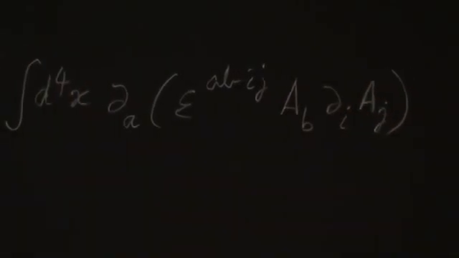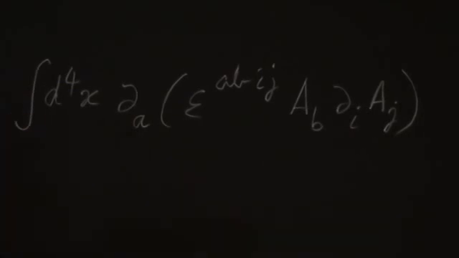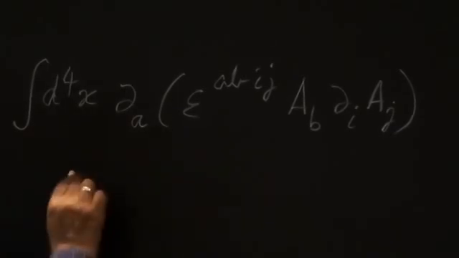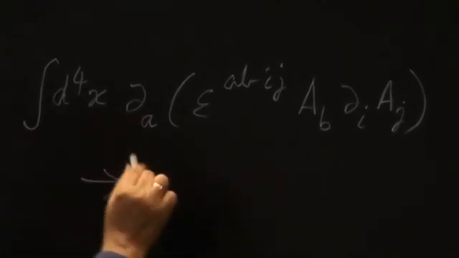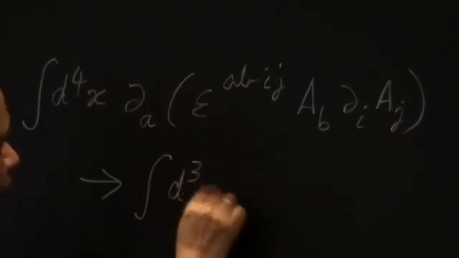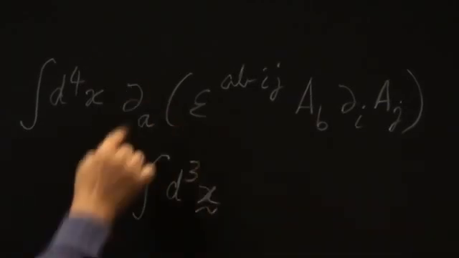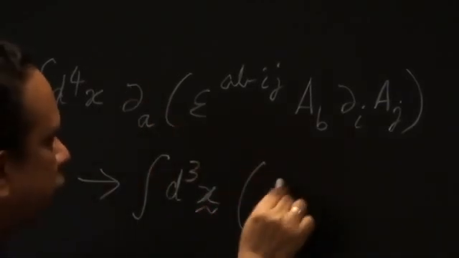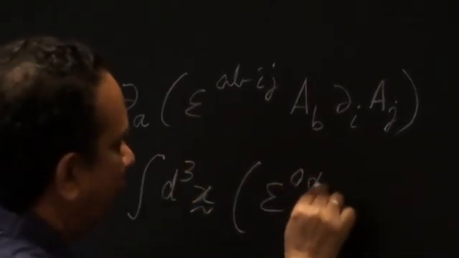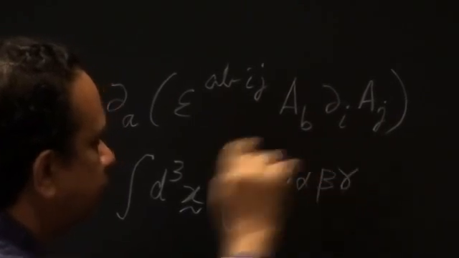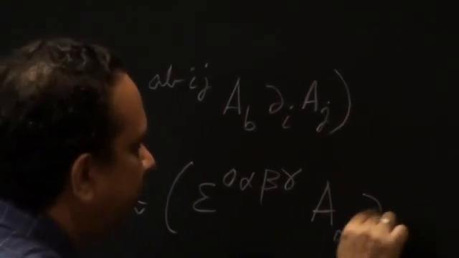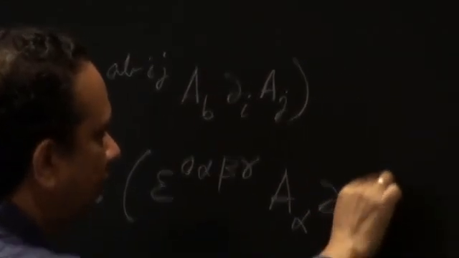So this is what it will contribute in the action, and we are interested in two hypersurfaces and we are looking at a t equals constant hypersurface. So this will go on a t equals constant hypersurface. When you do the integration using the Gauss theorem, you will get an integral over d3x. This is 0, so epsilon 0. That means these have to be spatial coordinates: alpha, beta, gamma, A_alpha ∂_beta A_gamma.